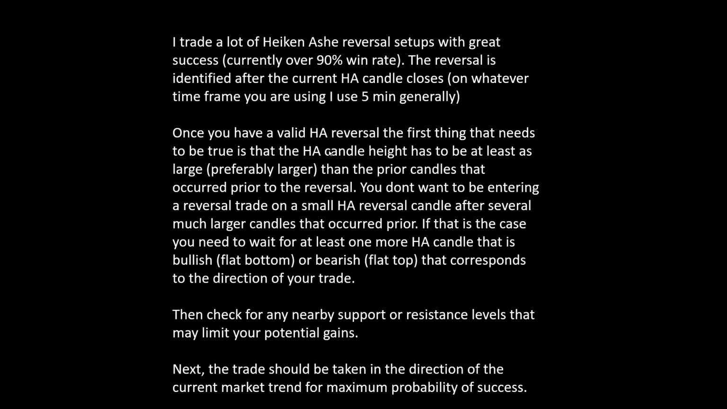All right, so once you have a valid Heiken Ashi reversal, the first thing that needs to be true is the Heiken Ashi candle height has to be at least as large, preferably larger, than the prior candle that occurred prior to the reversal. So if you've got 3 or 4 candles in a downtrend, and then you get a Heiken Ashi candle that shows a flat bottom and starting to move up, that candle needs to be significantly tall and at least as big as the previous candle or 2 that was in the downtrend. You want to see some decent momentum coming into play when you get that first candle.